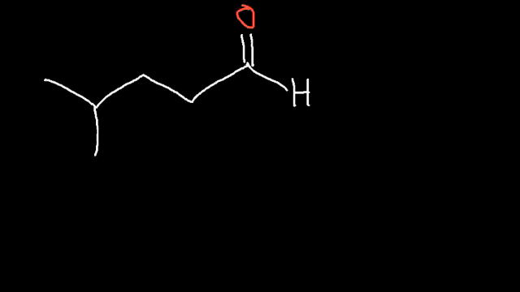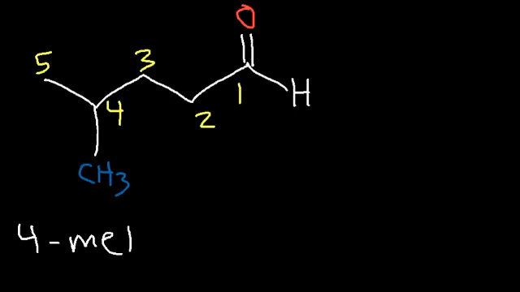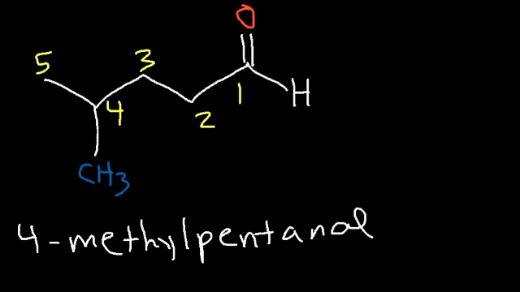Now what about this one? How can we name this particular aldehyde? So let's count the longest chain. There's 5 carbons, so it's associated with pentane. But we do have a methyl group on carbon 4. So this is going to be called 4-methylpentanal. As you can see, the aldehyde is always at carbon 1 when it has the highest priority. So you don't have to say 1-pentanal. You simply just say pentanal.